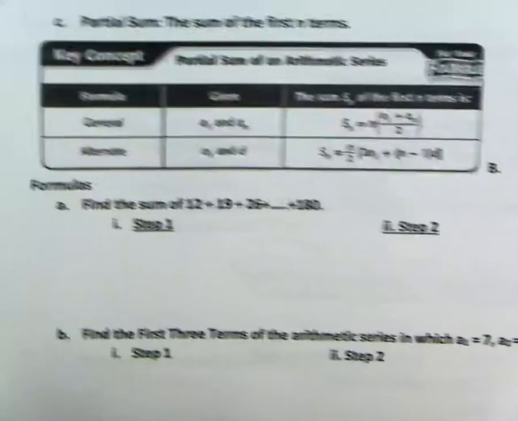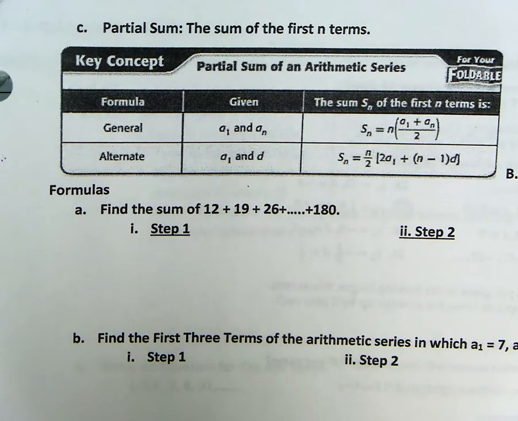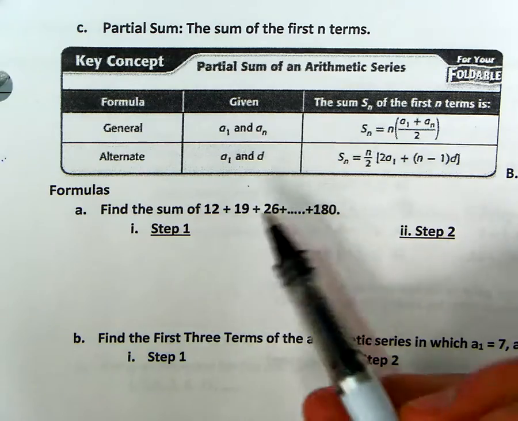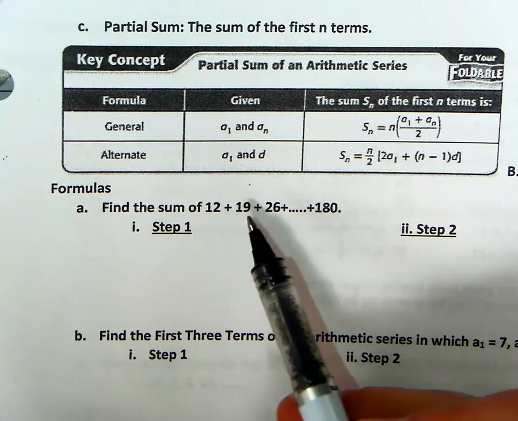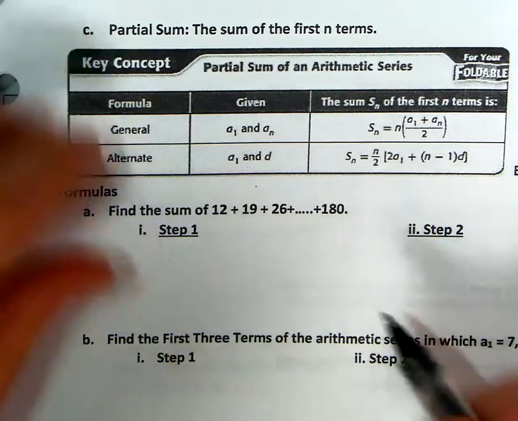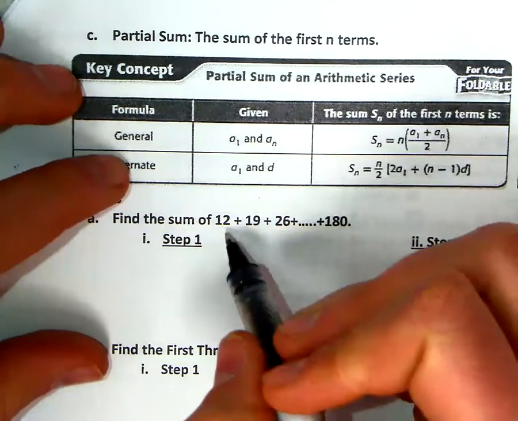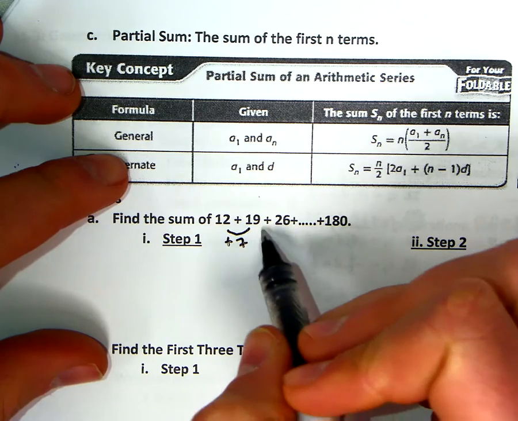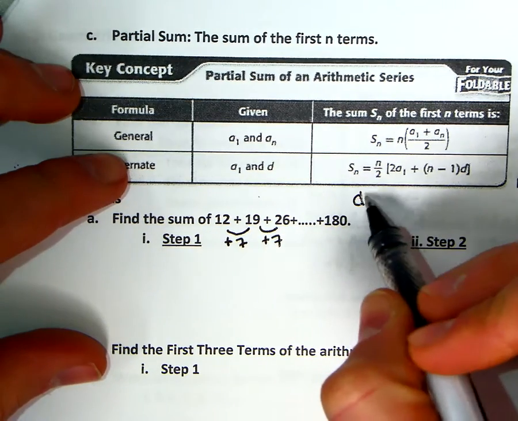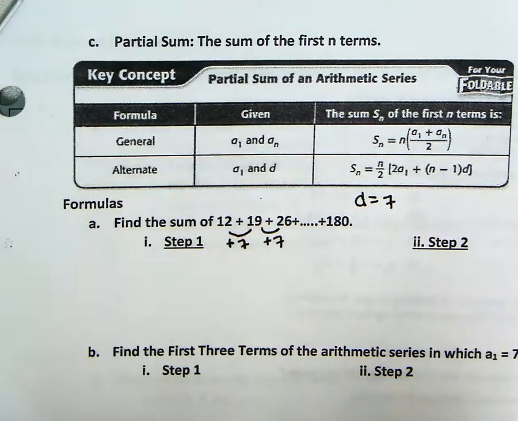And if we flip the page, this is where day 2 goes. It's a little bit more difficult because we're talking about partial sums. So I want to find the sum of 12 plus 19 plus 26, and so on. We have to find this common difference. What is the common difference? You notice it would be 7 this time. So I'm just going to put d equals 7. We might use it, we might not, but it's just something we should always check.